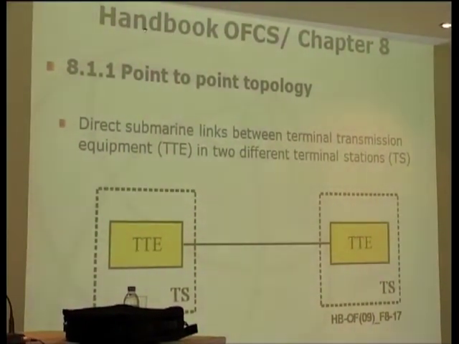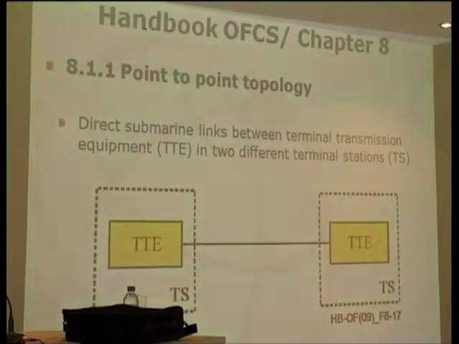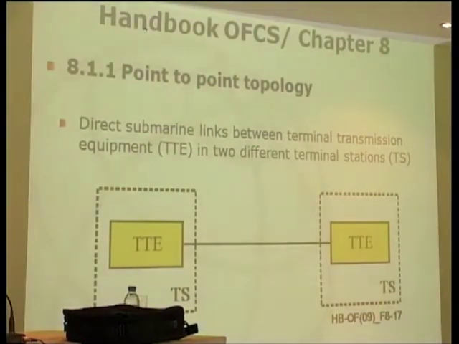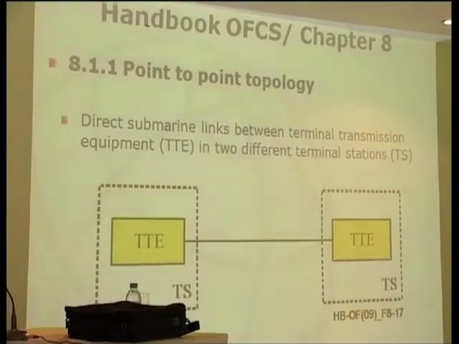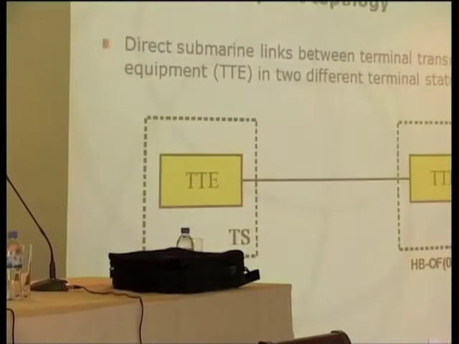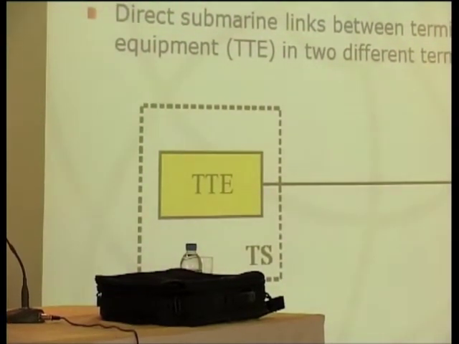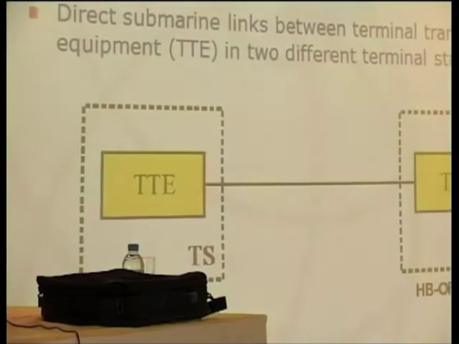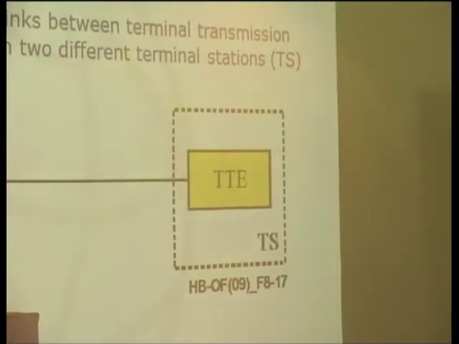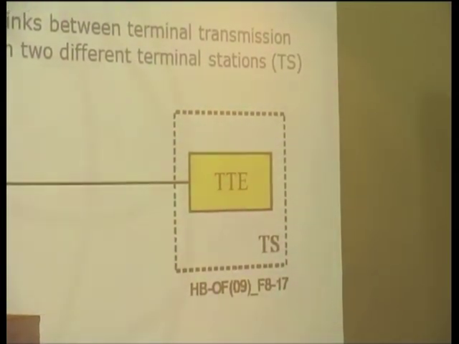This is the point-to-point topology. It's very simple, and we have two terminal stations, TS stands for terminal station, and we have terminal transmission equipment, bidirectional terminal transmission equipment, which are linked by a single link. The link shown is very simple, it's only a cable. Of course, if you are requested to set up a system which is 1,000 kilometers long, you should have repeaters or amplifiers.